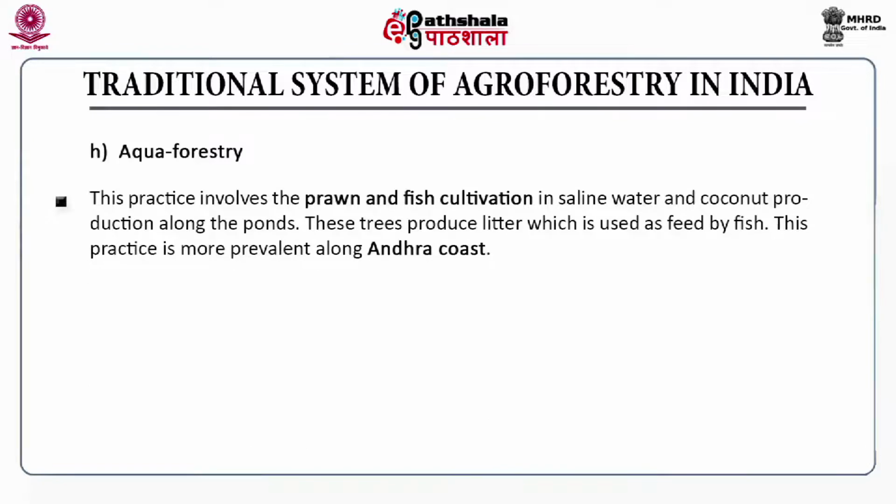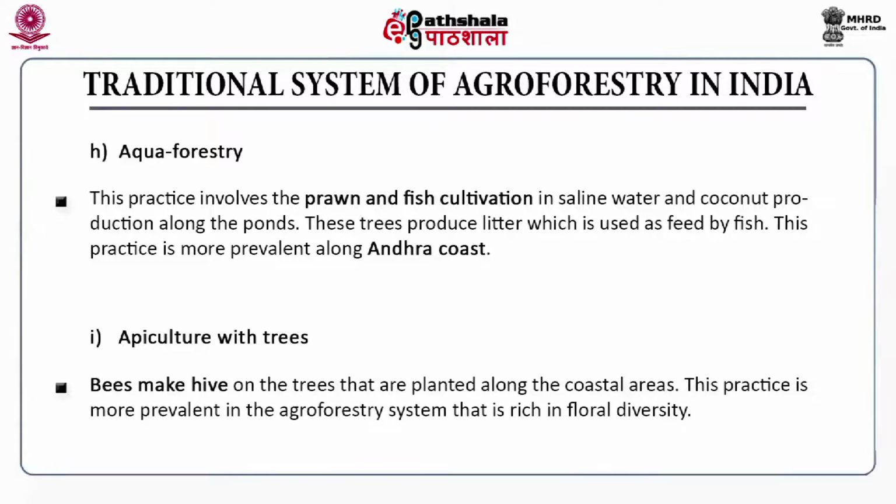Next traditional system of agroforestry is aquaforestry. This practice involves the prawn and fish cultivation in saline water and coconut production along the ponds. These trees produce litter which is used as a feed by fish. This practice is more prevalent along the Andhra coast.